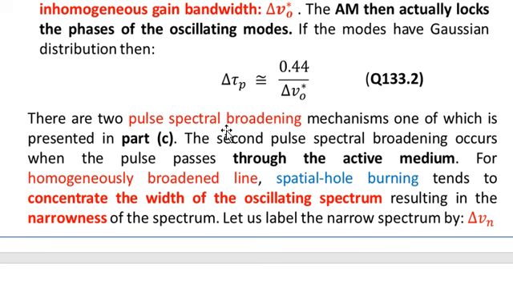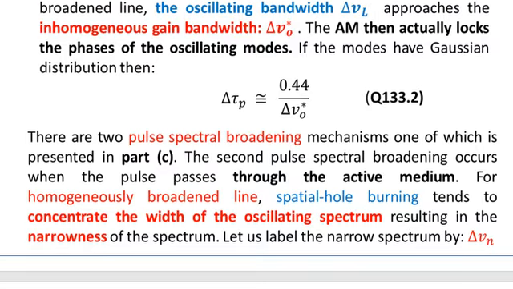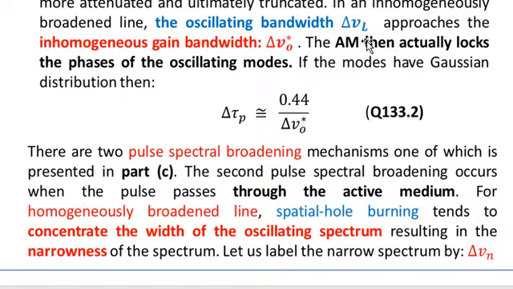There are two pulse spectral broadening mechanisms. So now I am going to discuss how the pulses in the spectral domain can be broadened. You see that here we have discussed the broadening of the oscillating bandwidth delta nu L. So how can we broaden this oscillating bandwidth, or how can we broaden the pulses in the spectral domain?